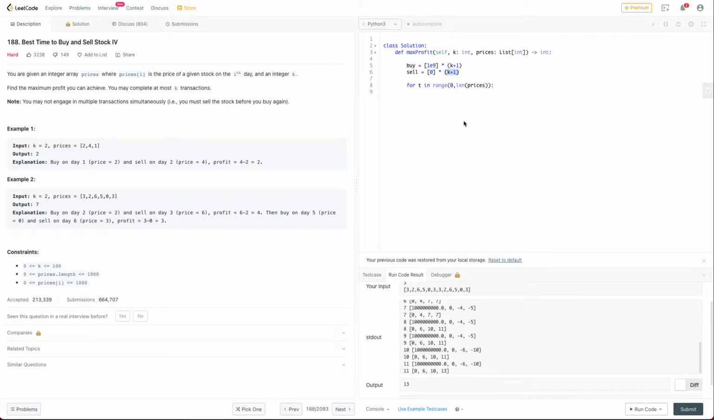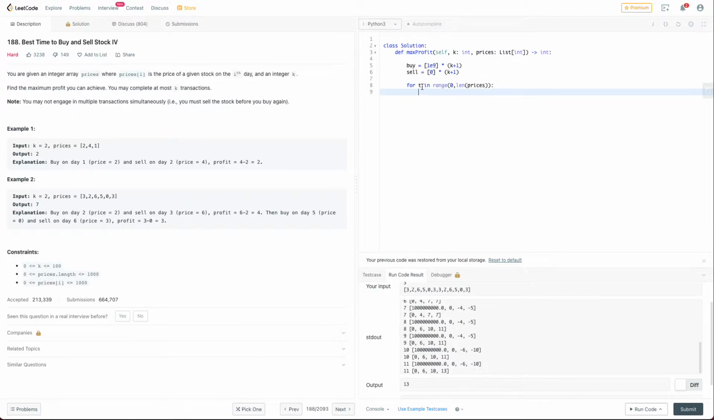And I should explain this k plus 1. So this k plus 1 means that if you have k, like let's say k was 3, then you can have 3 transactions, and this is for long because you need to account for the fact that I make 1, 2, 3, or 0 transactions. If you make 0 transactions, you return 0.